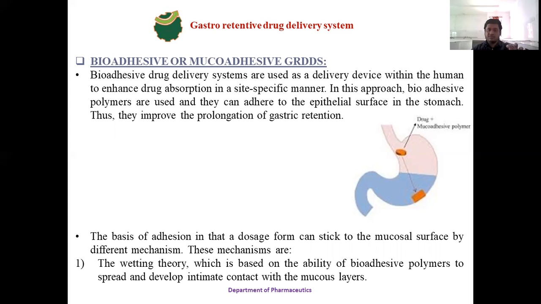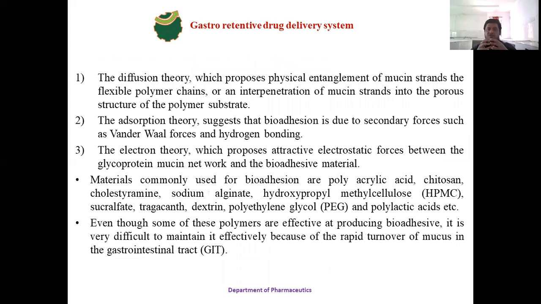It is based on the ability of the bioadhesive polymer, whichever we use in the dosage form. So whenever you take that dosage form, the bioadhesive polymer will spread and contact properly, or adhere properly, with the mucus layer. Okay, next one, the diffusion theory.